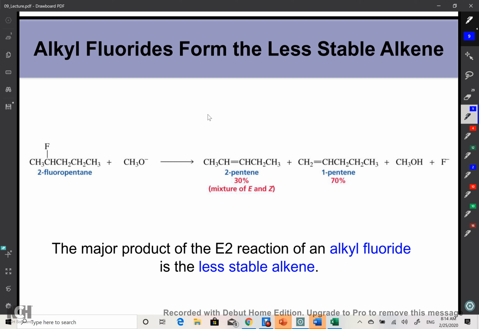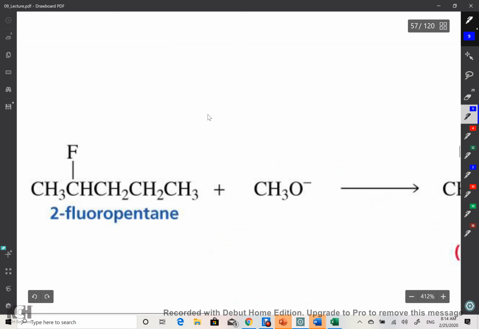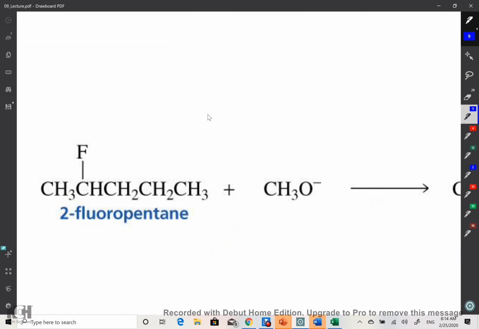Another exception to the Zaitsev rule is that alkyl fluorides will lead to the formation of the less stable product as the major product. Okay? And so what we refer to as the less stable product here is from our alkyl fluoride.